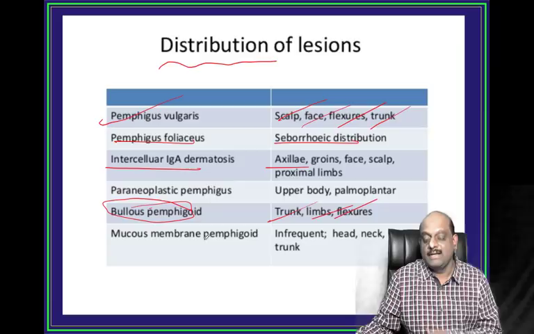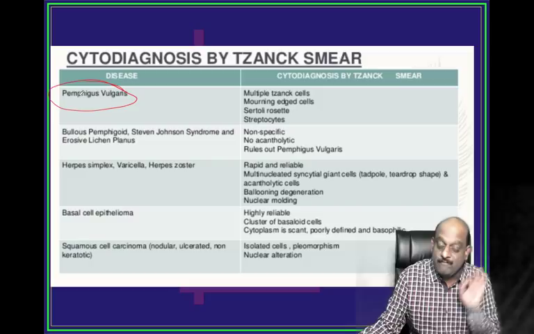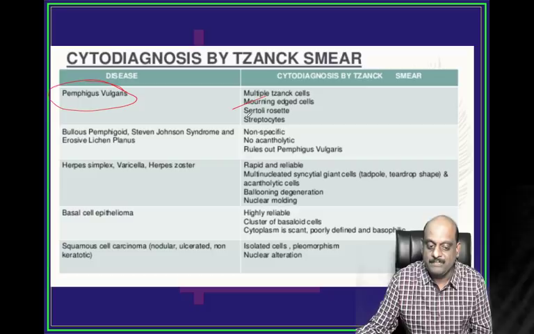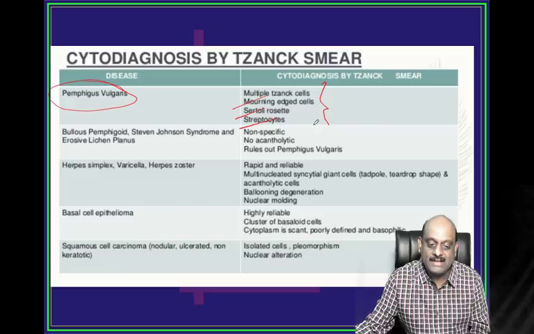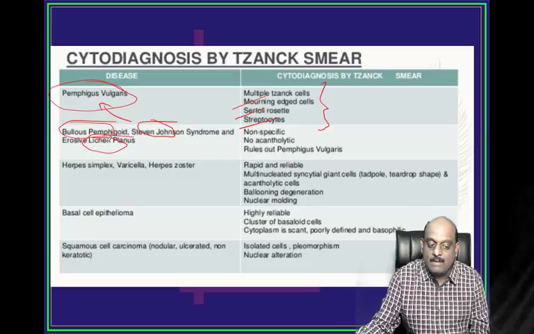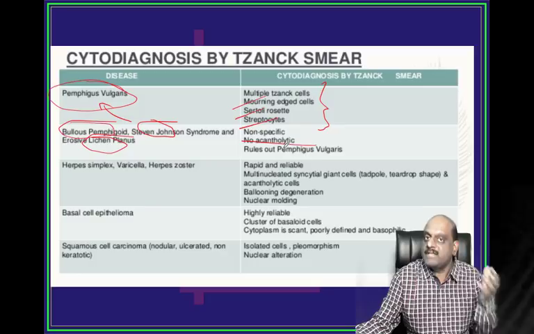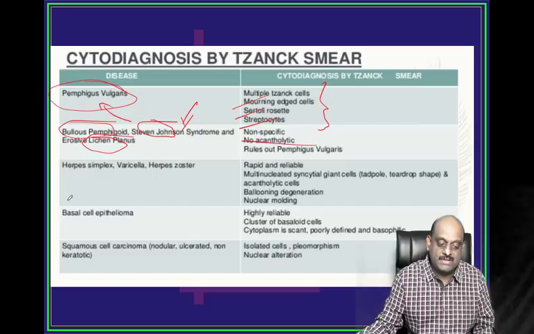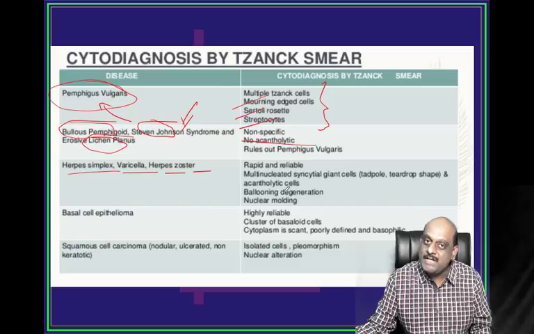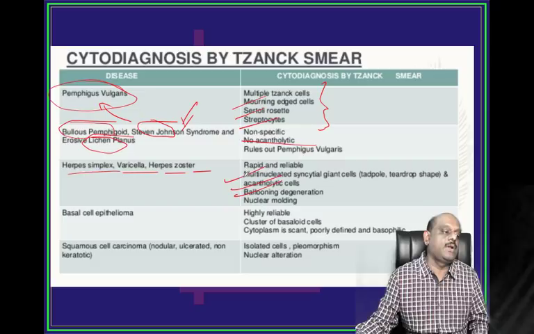Similarly, Tzanck smear mein, if it is pemphigus vulgaris, favorite question. Morning-edged cells, rosette cells, and streptocytes, they are the things that you see in pemphigus vulgaris. Bullous pemphigoid, Stevens-Johnson, lichen planus, typically there is no acantholysis. In fact, presence of acantholysis is against the diagnosis of these subepidermal conditions. Herpes simplex, varicella, herpes zoster you may find on Tzanck: ballooning degeneration, acantholytic cells and multinucleated cells. So that is what you need to appreciate.